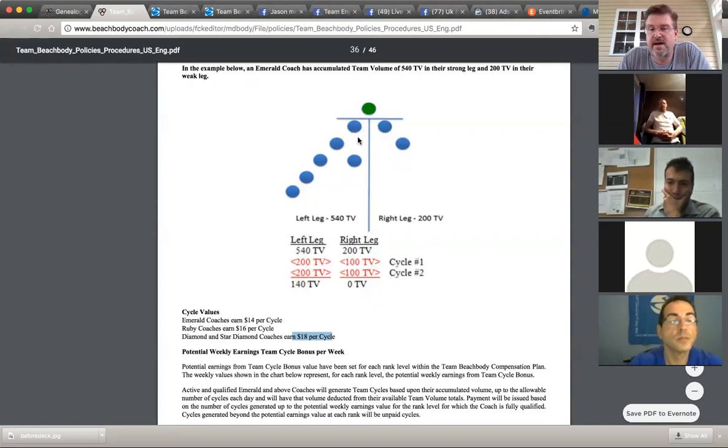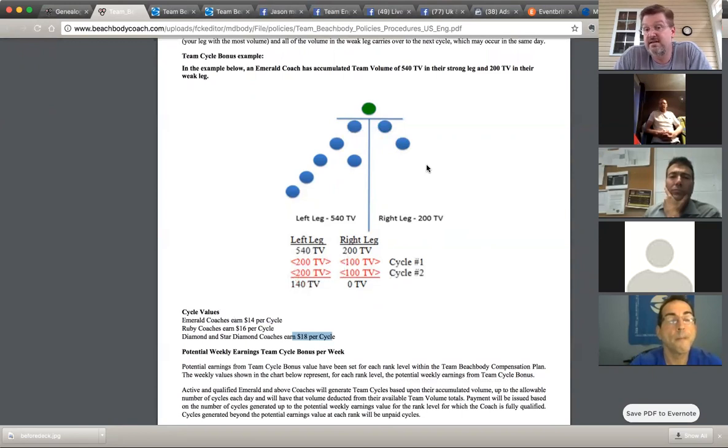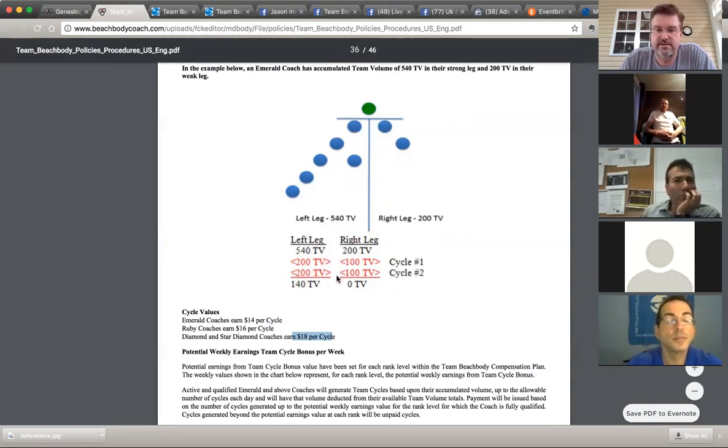And it really doesn't matter what leg. We call the right side here your weak leg, and that's initially your weak leg. But if you sign up a couple rock stars over there, it could easily become your strong leg and your legs could flip, okay? So when I sign you up, I'm going to tell you, hey, you're going to be placed on my left. That means initially your left side is going to be your strong side. But you never know. Once you start building a team, a year down the road, it could totally flip, and that's perfectly fine. It doesn't matter. As long as you have $200 on one side and $100 on the other side, you're going to cycle, and that's the way it works.